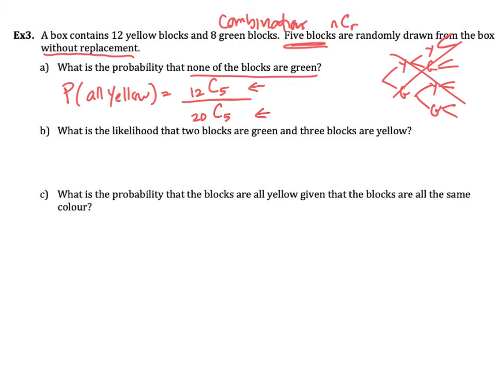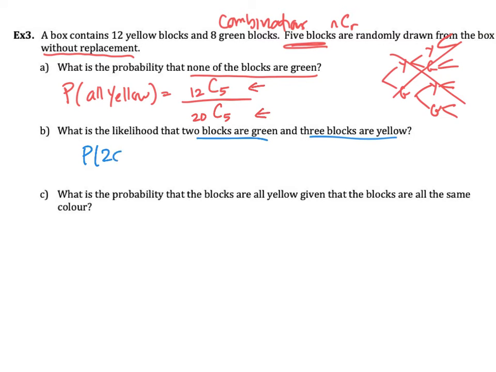Next one. It says, what is the likelihood that 2 blocks are green and 3 blocks are yellow? Again, the order in which you select them doesn't matter, right? So 2 blocks are green. It could be green, green, yellow, yellow, yellow, or green, yellow, green, yellow, yellow. There's all kinds of combinations you could have, but it's combinations because the order doesn't matter.